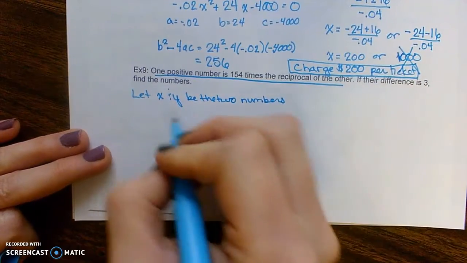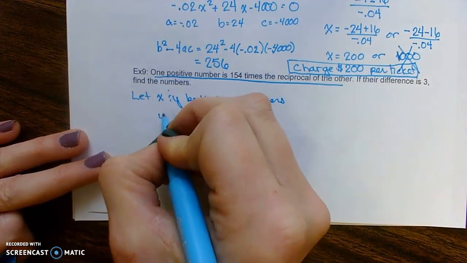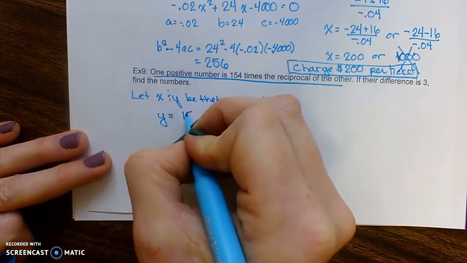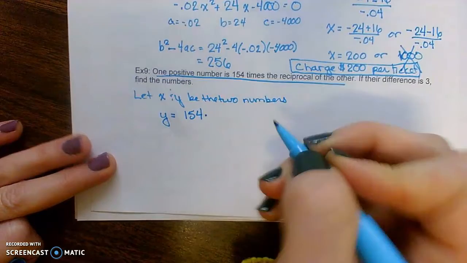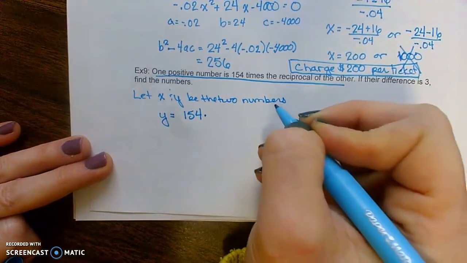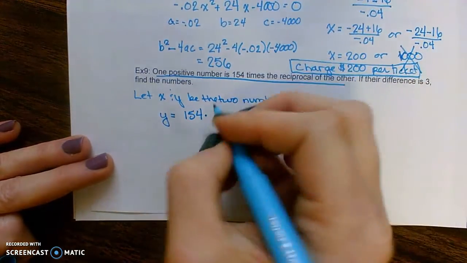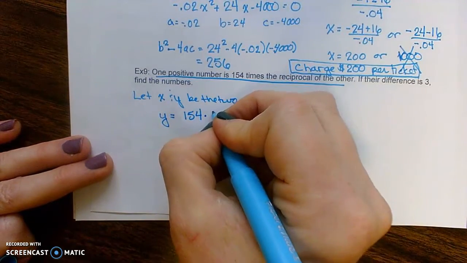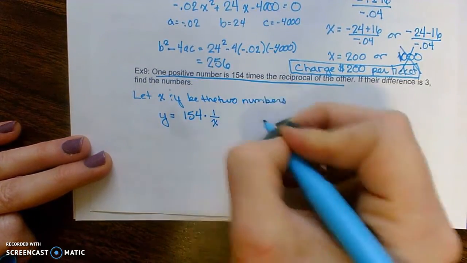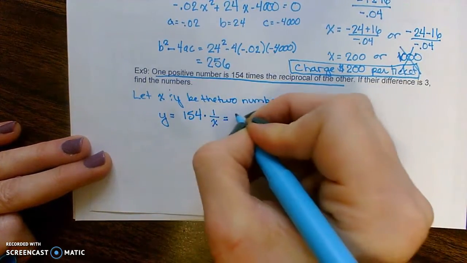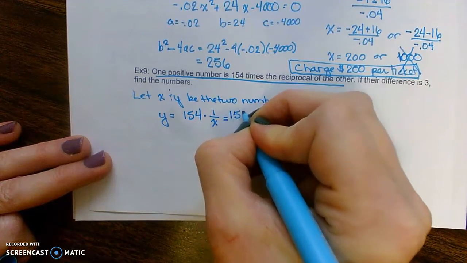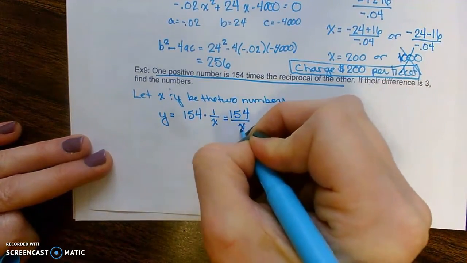So what I would write down here is that one of them, let's call it y, is 154 times the reciprocal of the other. The reciprocal means you flip it, you interchange the numerator and the denominator. So the reciprocal of x would be 1 over x. And if you like, you can simplify that to 154 over x.